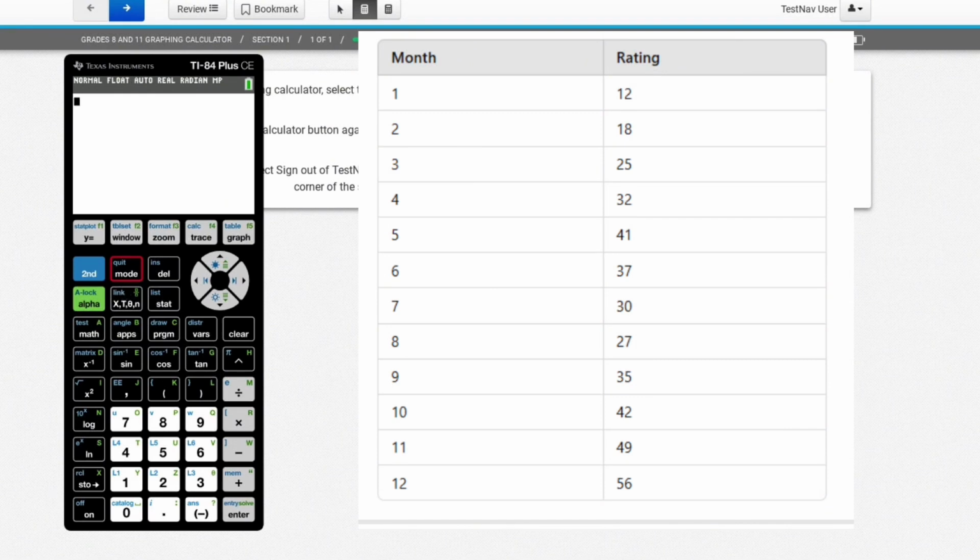What I have to do here is use the average rate of change formula. So if I'm going from month 5 to month 10, I'm going to make sure I have 42 minus 41 in one set of parentheses, and divide that by 10 minus 5. Now, I didn't need my calculator for this. I just wanted the excuse to show you that other thing. This is going to be 0.2, which is 1/5. So let's go back and change that.